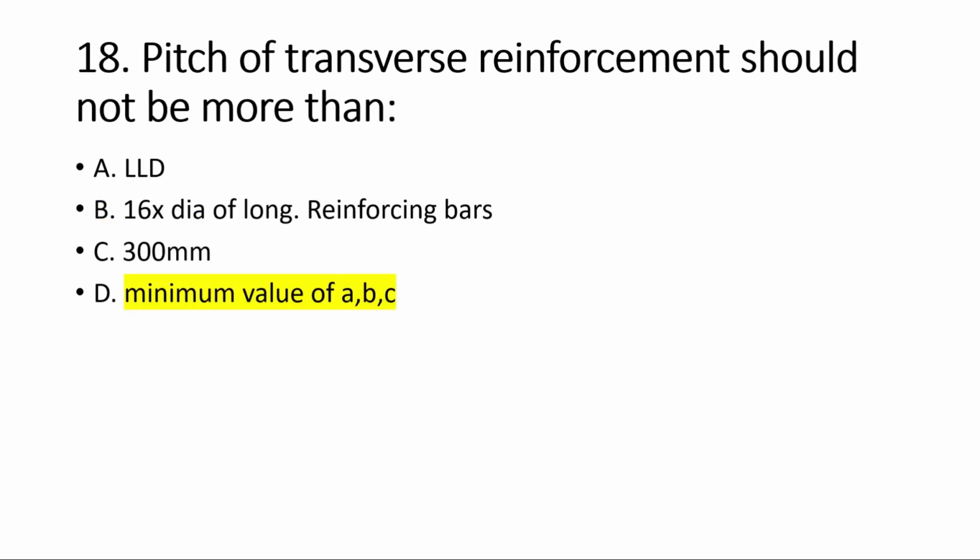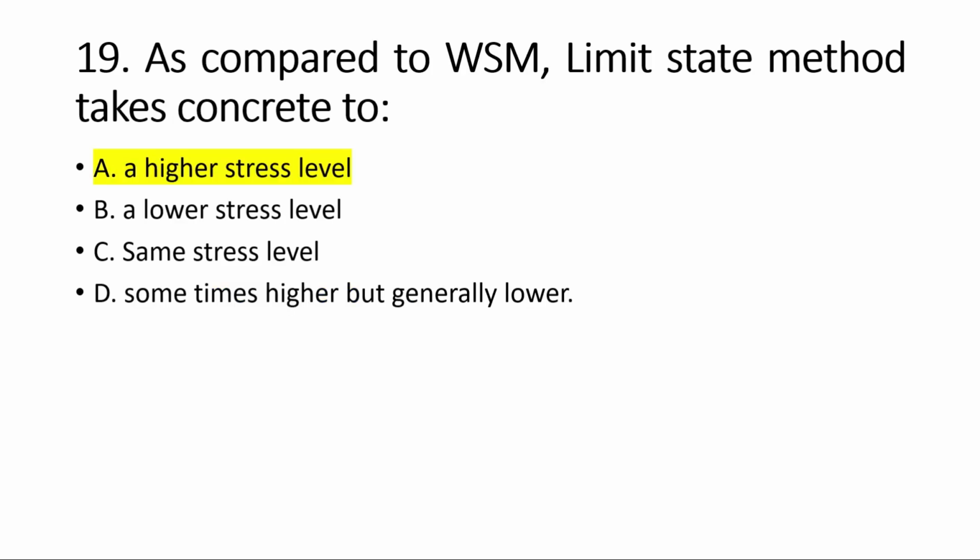The pitch of transverse reinforcement should not be more than... We know the pitch of transverse reinforcement will be the least lateral dimension, 16 times the diameter of longitudinal bars, and 300 mm, whichever is the minimum value we consider as the pitch. So this is your LLD, that is, the least lateral dimension. And again 16 times the diameter of the longitudinal reinforcing bar and 300 mm, whichever is the lesser value we will adopt. So option D is correct in this case. Okay, move on to the next question.